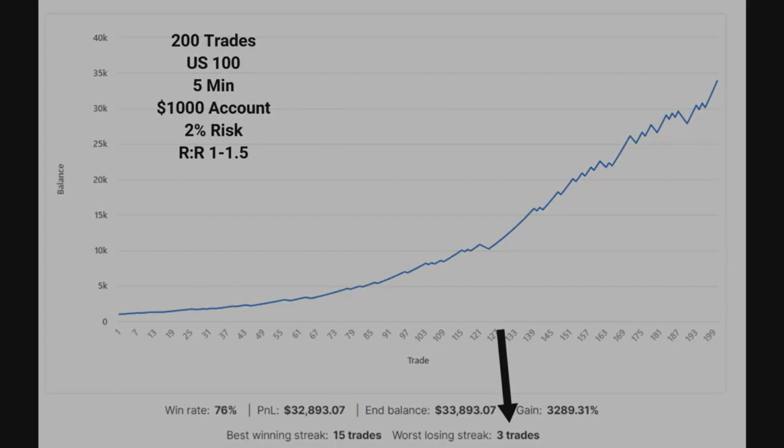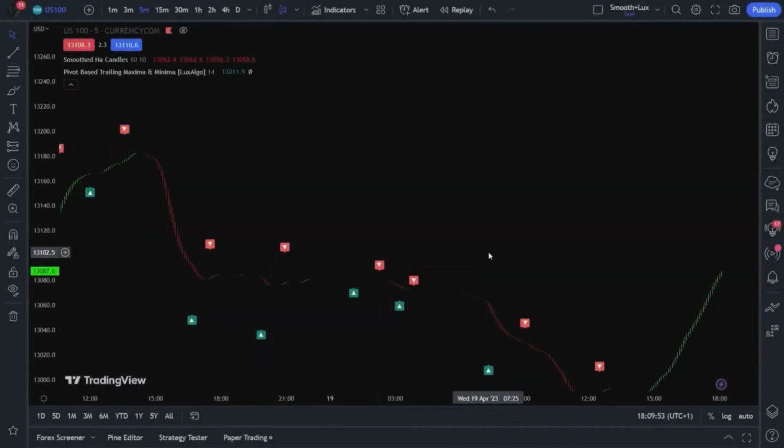So what could we do better regarding this strategy? Well, the pivot-based trailing indicator is good, but it is not the most effective entry point indicator that is out there. However, we could use this indicator with another to improve accuracy.